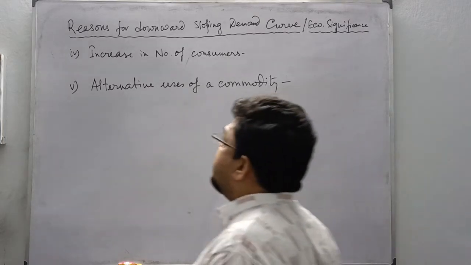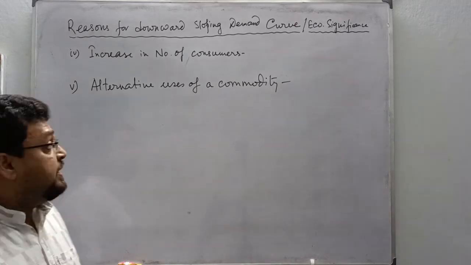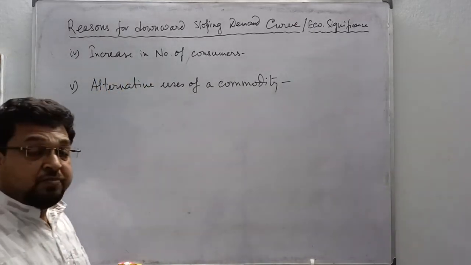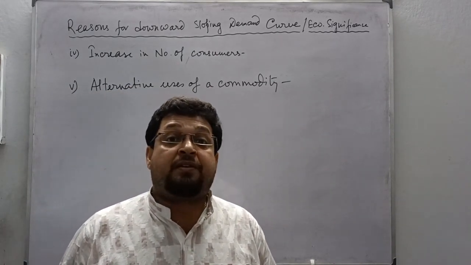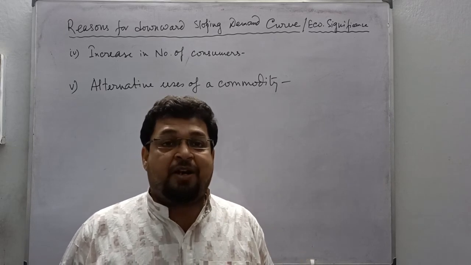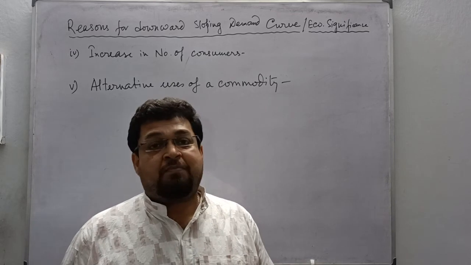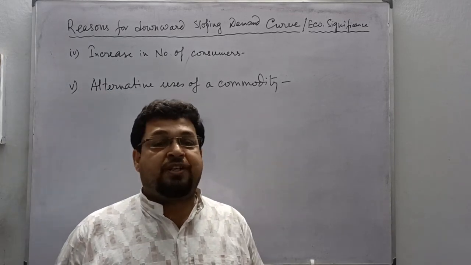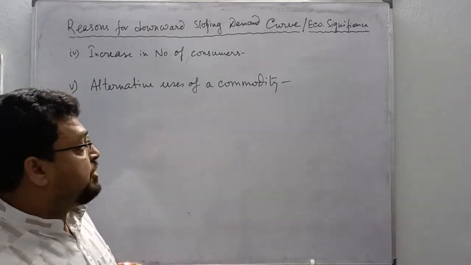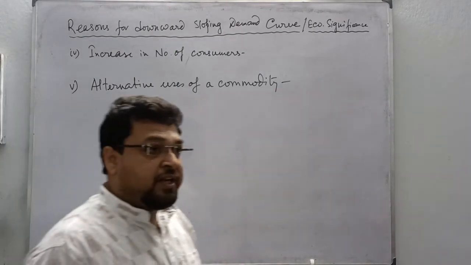There are two more reasons that can be accounted for the downward sloping demand curve, other than the three most significant ones we have discussed earlier. One is an increase in the number of consumers. If there is an increase in the number of consumers, automatically there will be an increase in the market demand for the commodity. And alternative uses of the commodity is another reason which we can account for.